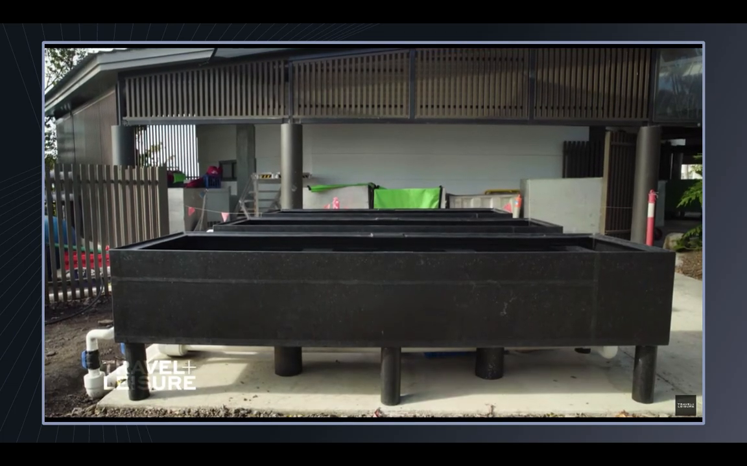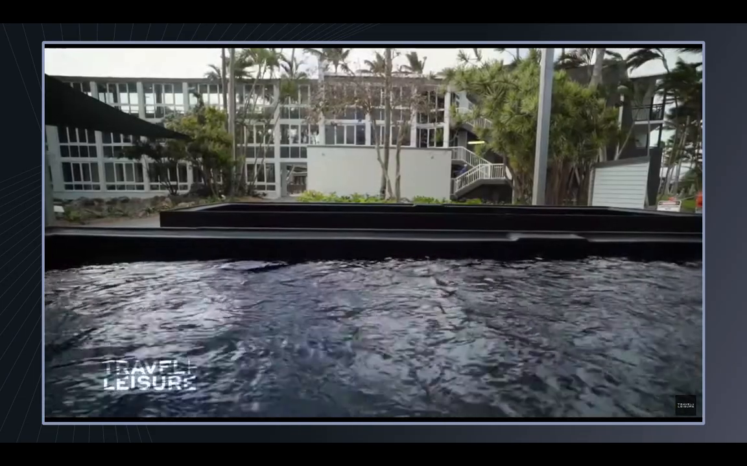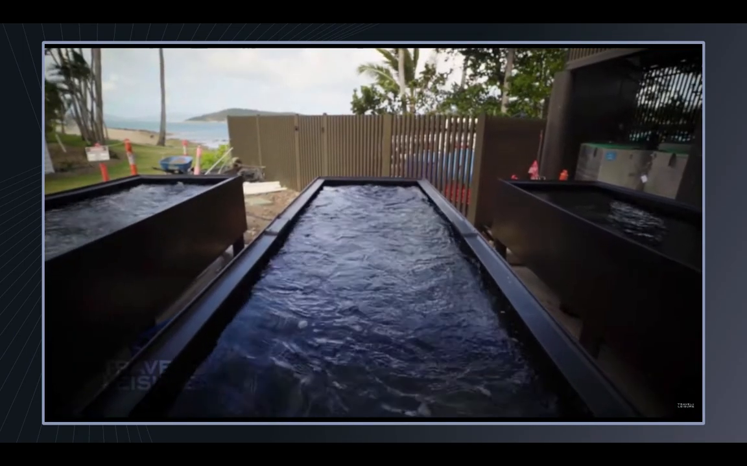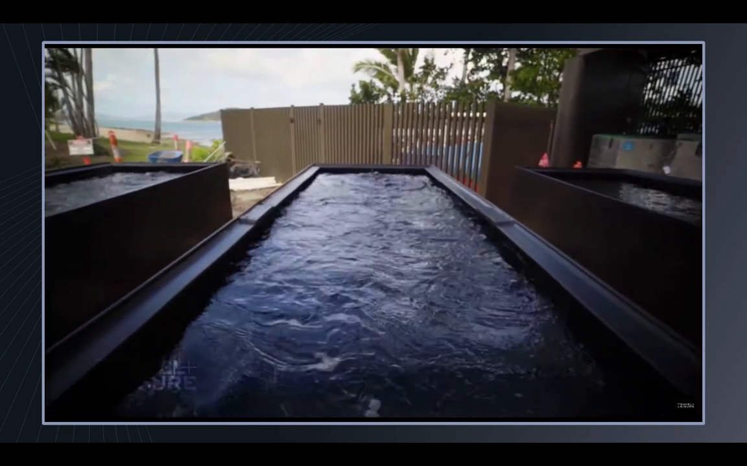The advantage of using the raceways is it's controlled, it's right there, we have it in front of us, and if, God forbid, another cyclone comes along, at least then we have the coral fragments ready to go inside these raceways, and the outplanting can be done much faster.